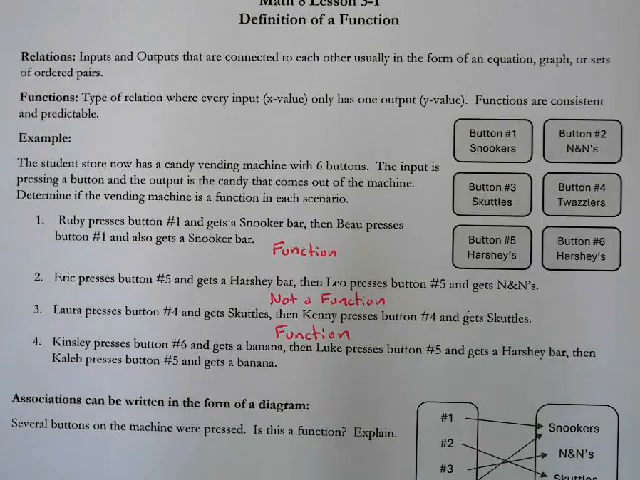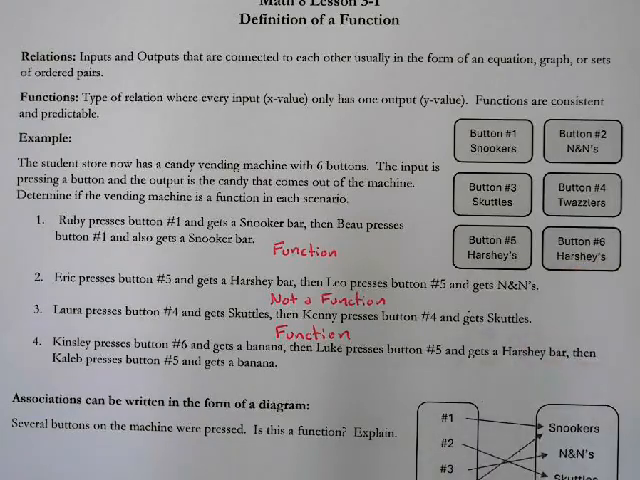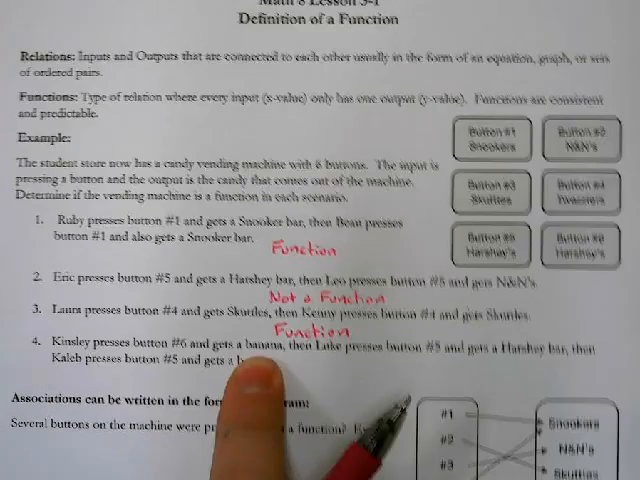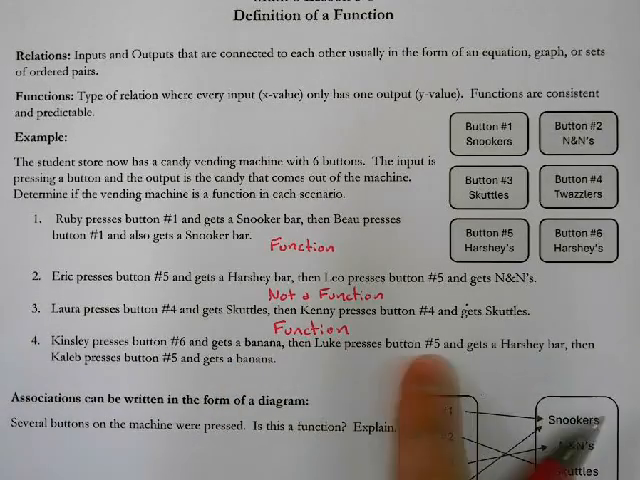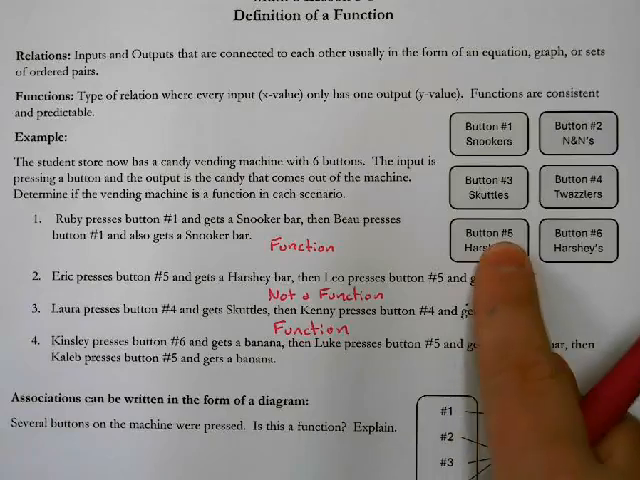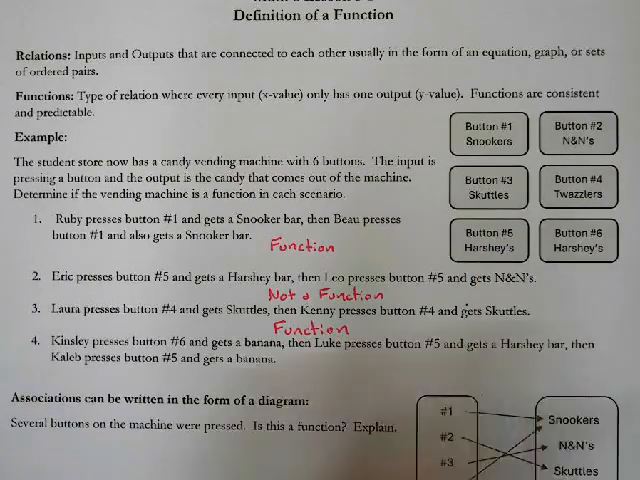All right, next one. Kinsley comes over and she presses button number 6 because she wants some Hershey's, but she gets a banana instead. Oh, that's not good. Luke comes along and presses button number 5, and he gets a Hershey bar. Then Caleb presses button number 5 and gets a banana.